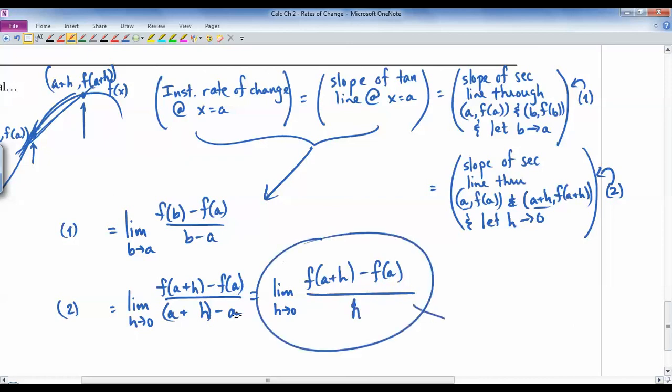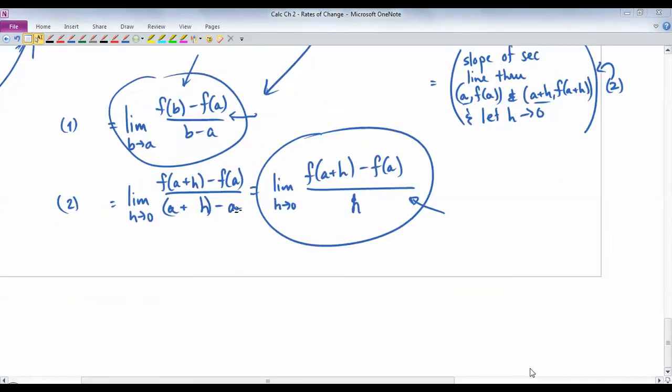This tends to get used more often. This one, not quite so much. I know this bottom one looks a little bit worse, but it turns out that it's way easier to cancel out that h than it is to try and factor out a b minus a every time. So, okay, hope that helps some.